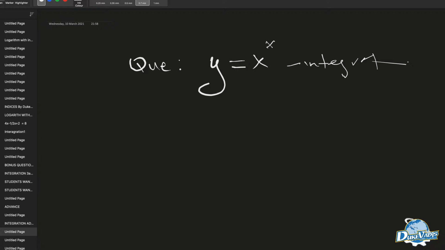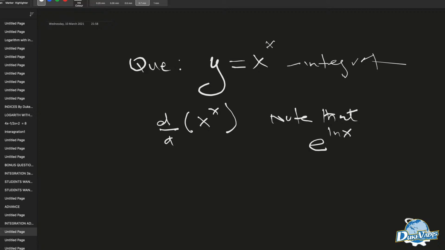We're supposed to integrate this. This is the same as saying d/dx of x to the power x. Okay, note that if we have e raised to the power natural log of x, it is equal to x.